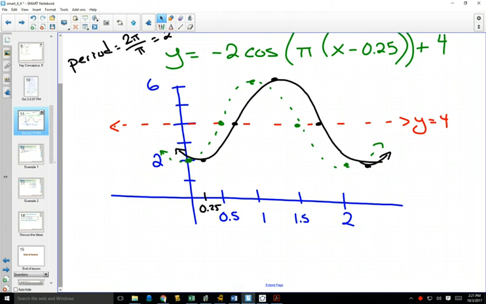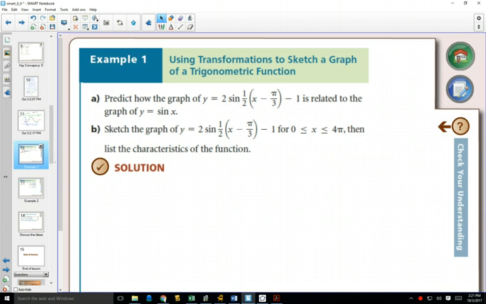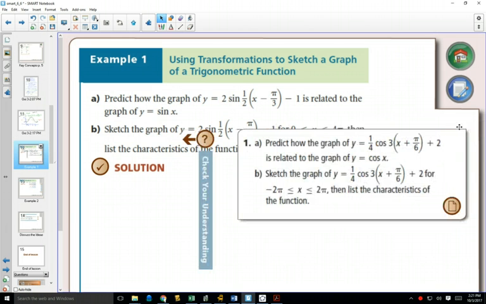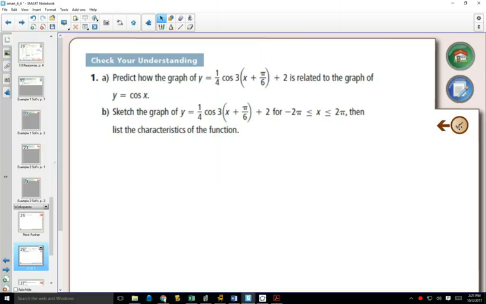So now we are ready for example 1. For example 1, we've already sort of gone over part A, predict how it's going to change. We know what's all going to change here. We're going to just work on part B, which is sketching the graph. So we're going to use this technique to sketch it.